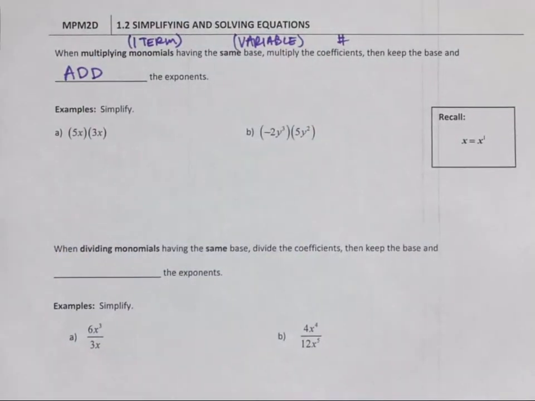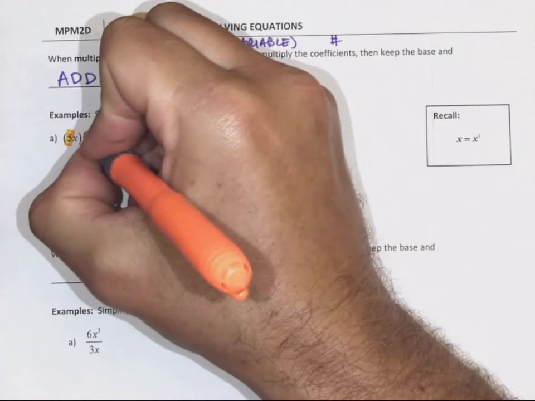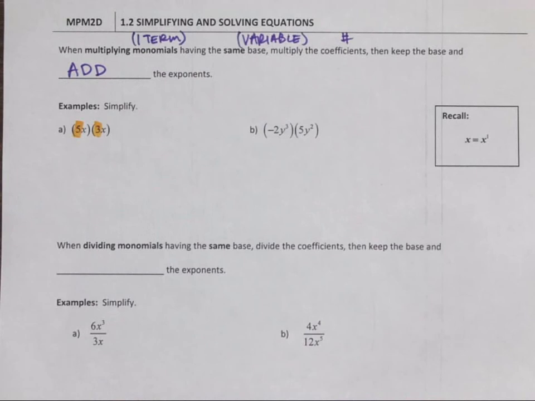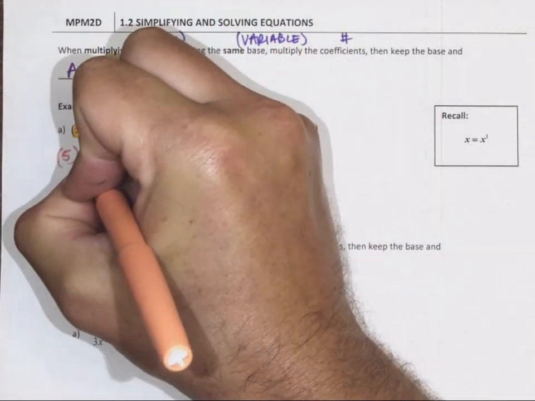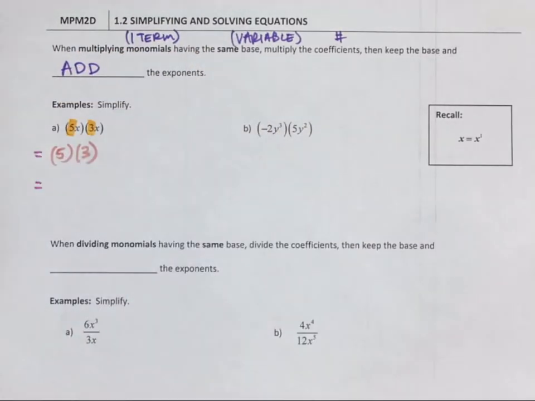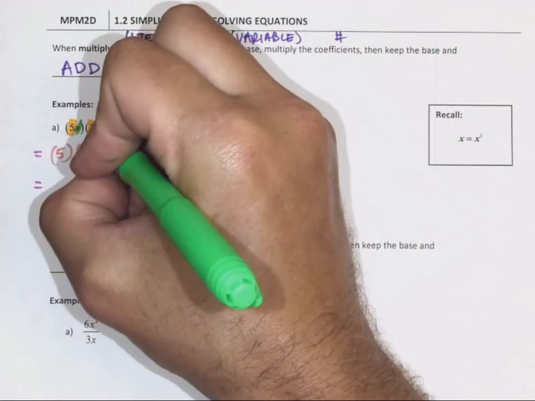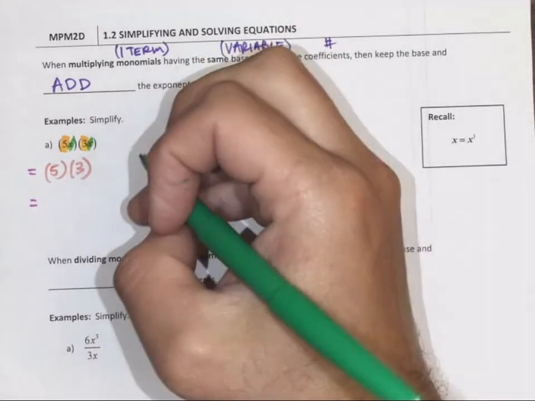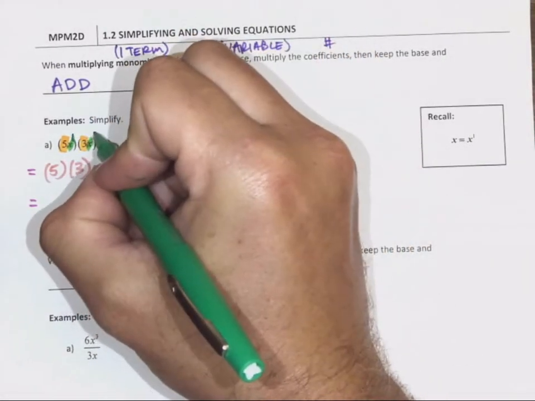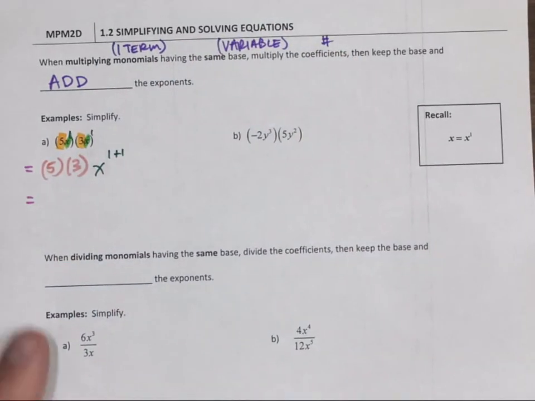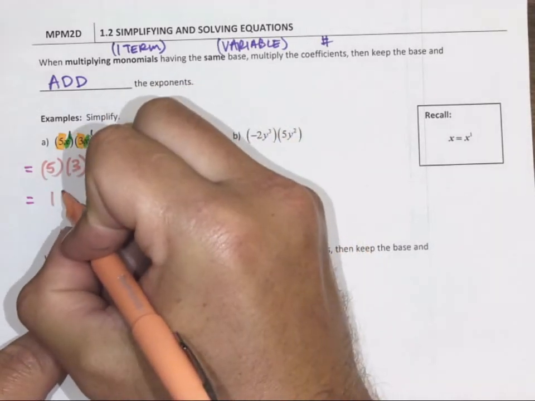So what does that look like? What does that mean? Well, if we have 5x times 3x, we're going to do 5 times 3. I'm just going to break it down for our understanding. 5 times 3, and then if we have x times x, remember that x really means the exponent 1. So that's like 1 plus 1.